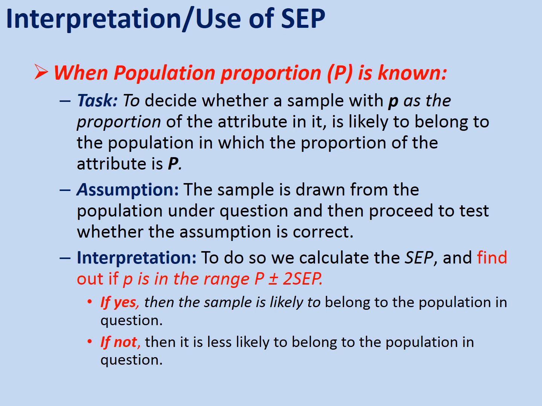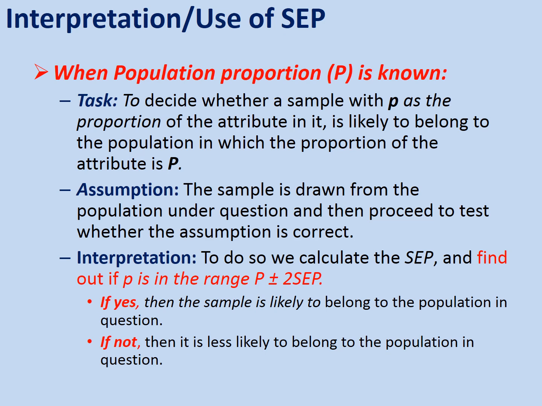Let's focus on the first situation that is shown on the screen, when the population proportion, that is capital P, is known, and the task here is to decide whether the sample, with a small p as sample proportion, with that proportion of the attribute in it, is likely to belong to the population in which the proportion of the attribute is capital P, the population P. I will simplify with the help of an example.